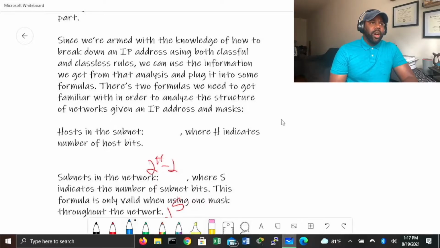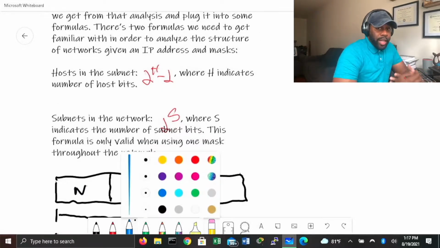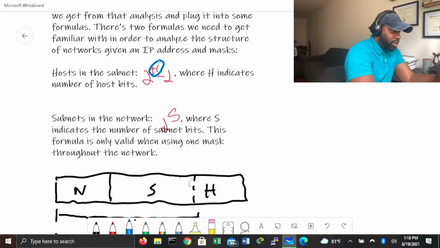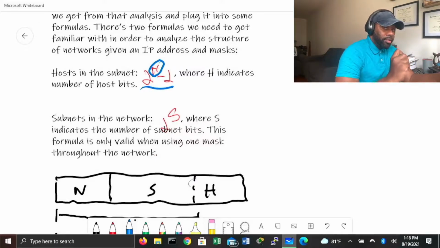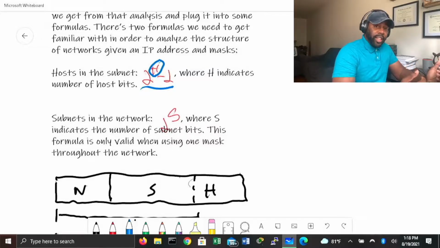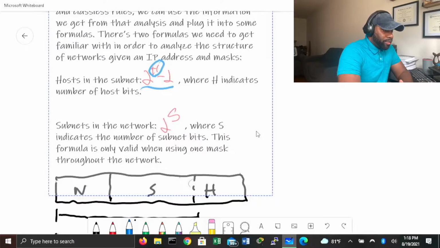And when we get this information, we just have to plug it into 2 formulas. These formulas are going to tell us something about the network: how many hosts each subnet has and how many subnets are in the network, right? Or how many subnets can be made available, right? If we want to figure out how many hosts are in the subnet given H, or when we find H, this is the formula that we're going to be using. It's going to be 2 to the H minus 2, where H indicates the number of host bits, right?